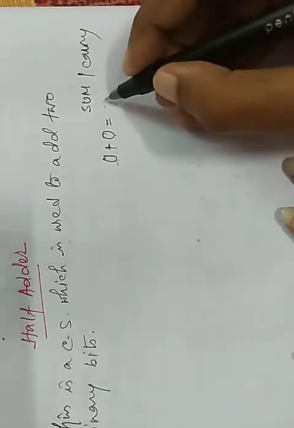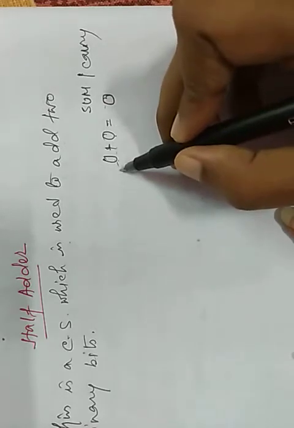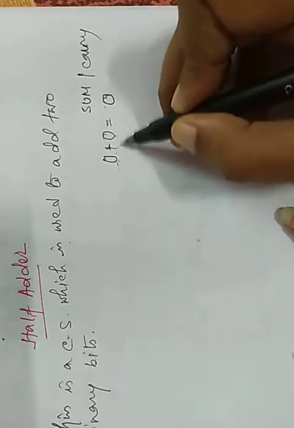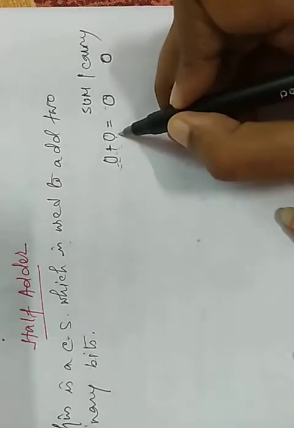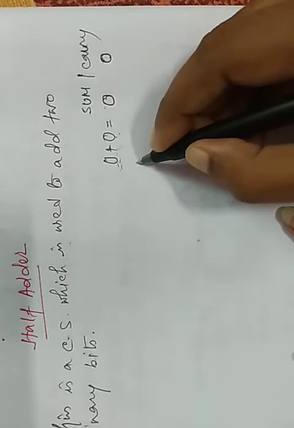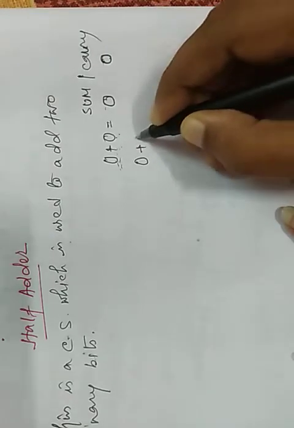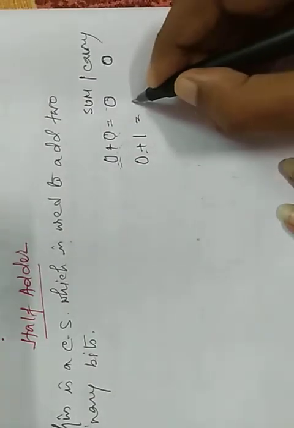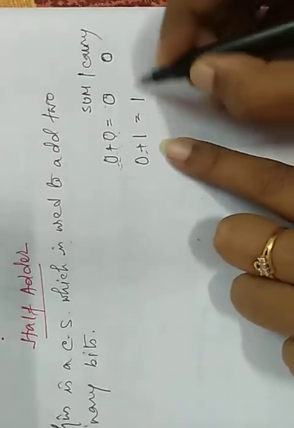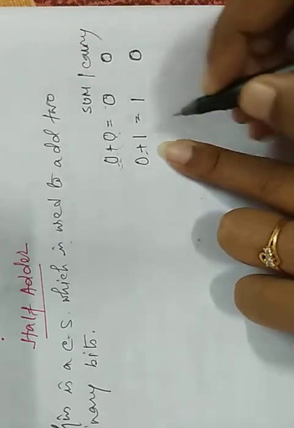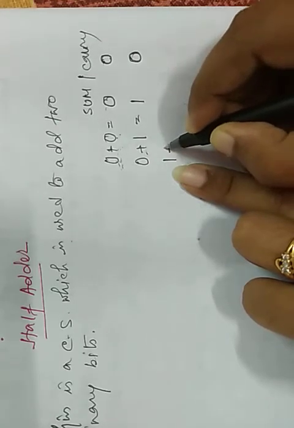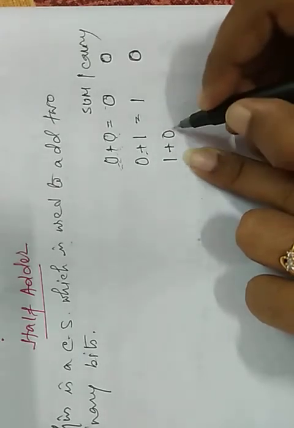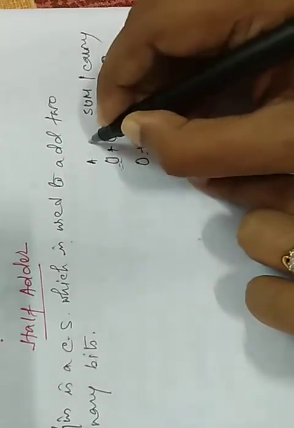If we add 0 and 0, obviously sum is 0. There is no carry, so carry is 0. If we add two bits 0 with 1, then addition is 1, but again it will not generate any carry. Obviously carry is 0. Then if we add 1 with 0, maybe this is the 2 bits we need.